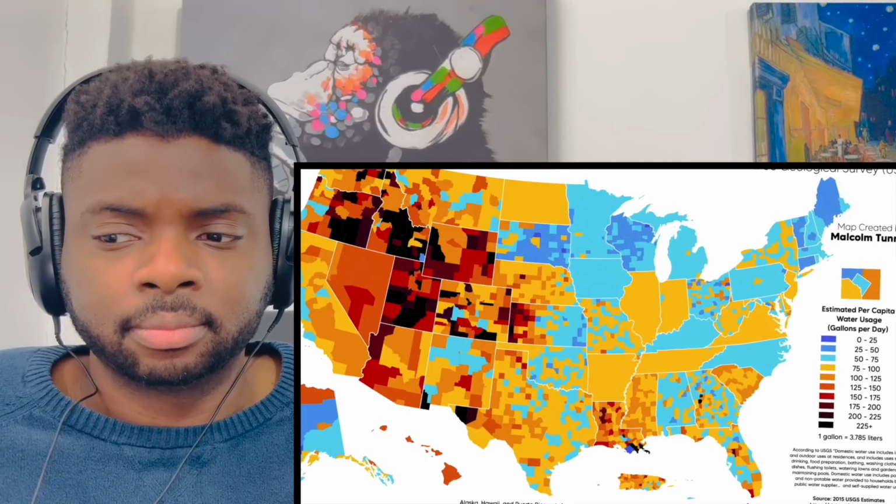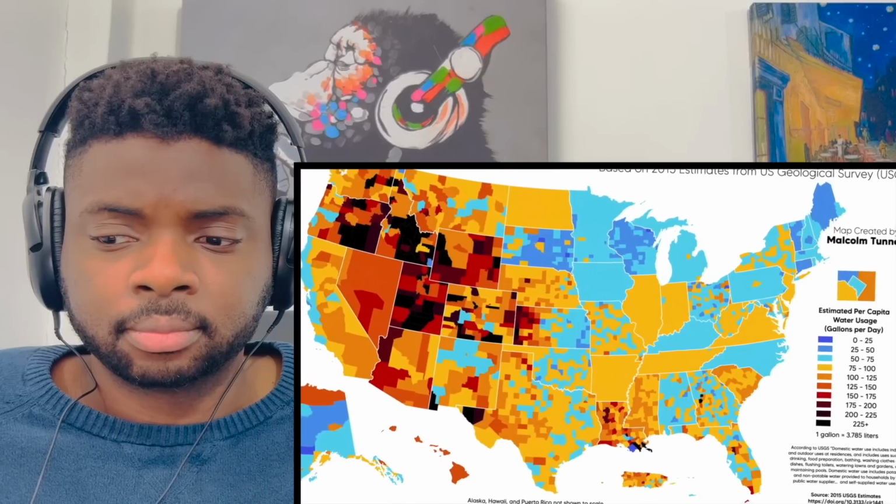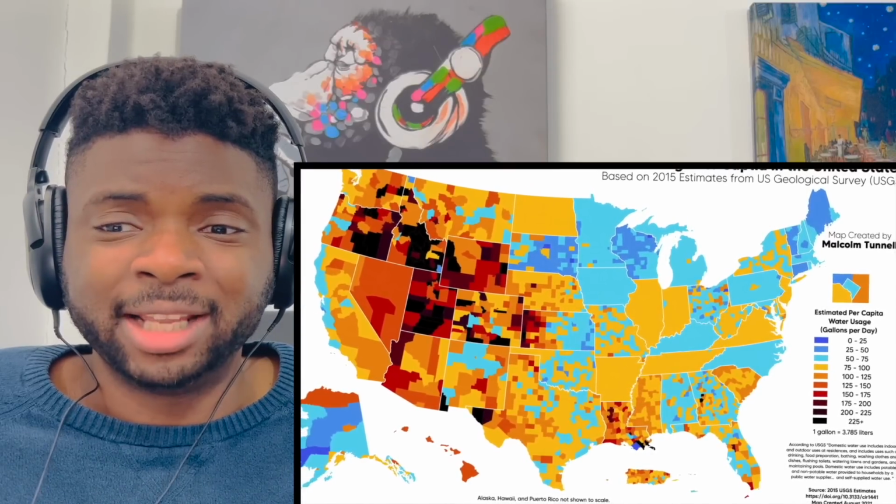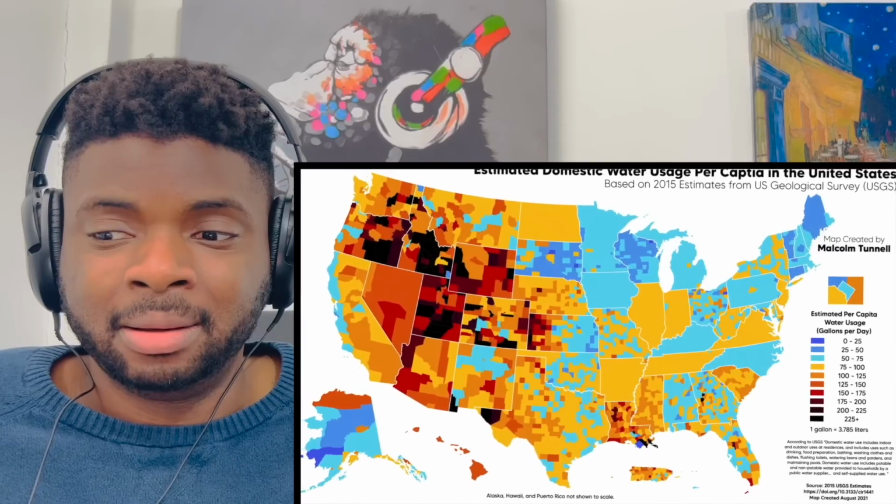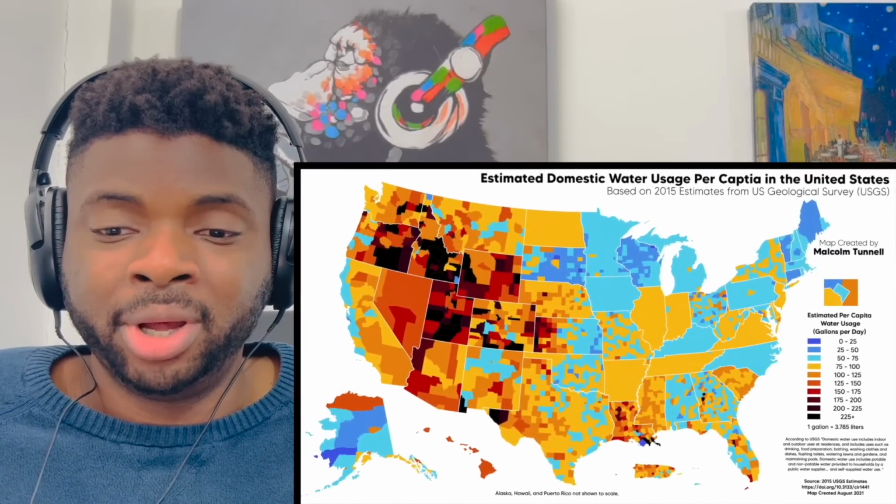Most of these maps need to take into account each state or each county's population because some have significantly more people than others, and that should impact the way we analyze the information displayed.